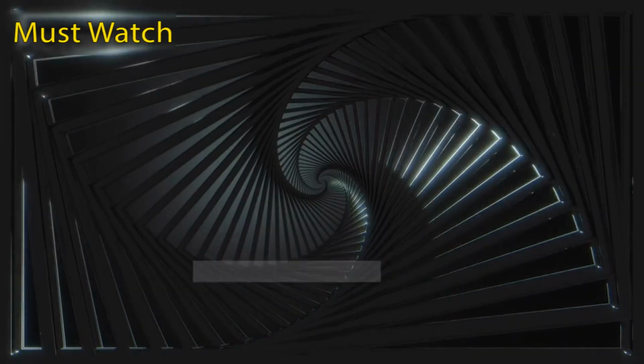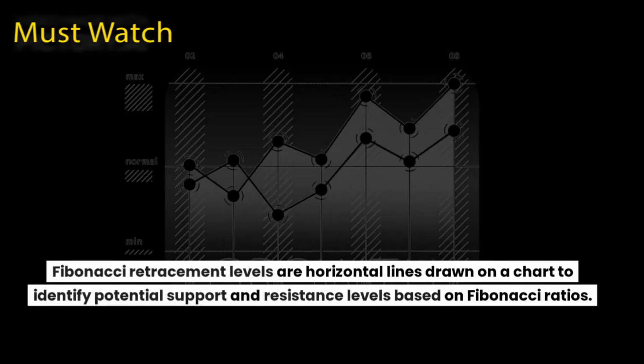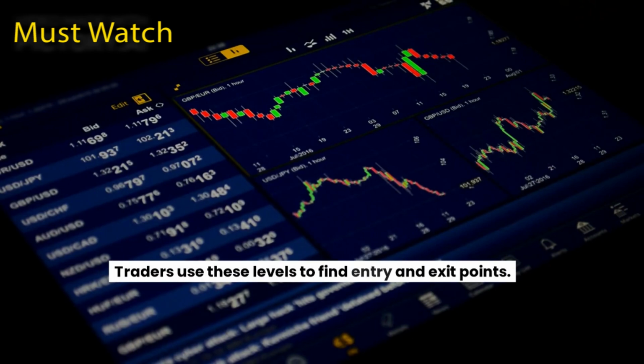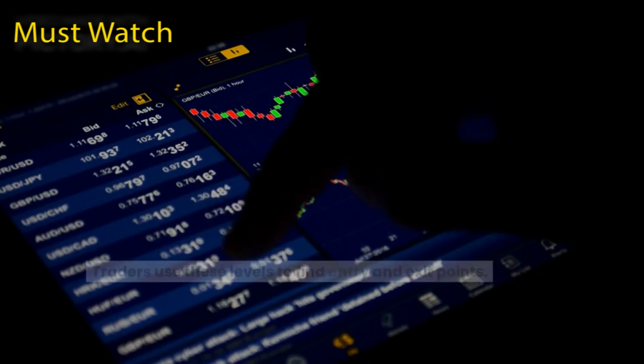Fibonacci retracement. Fibonacci retracement levels are horizontal lines drawn on a chart to identify potential support and resistance levels based on Fibonacci ratios. Traders use these levels to find entry and exit points.